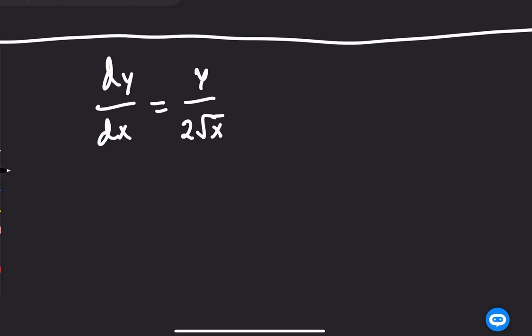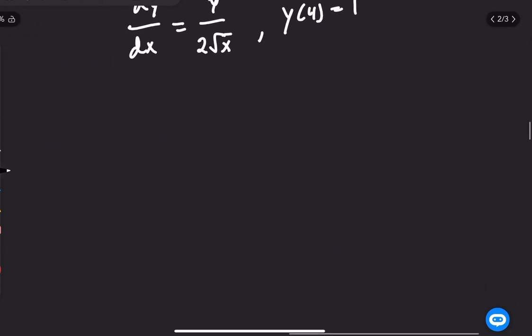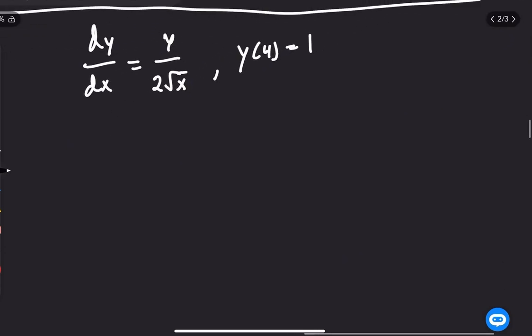Okay, now let's go one step further, and that's solving for the full equation, so solving for c afterwards. Okay, so for this one, we'll have dy over dx is equal to y over 2 root x when y of 4 equals 1. So how is this going to play over the long run? We don't need this till later.